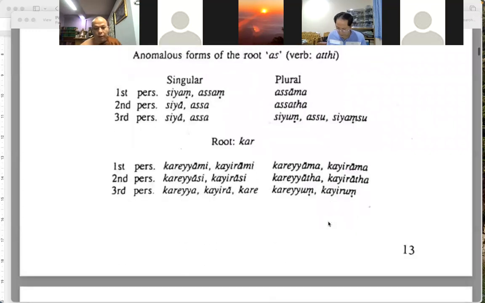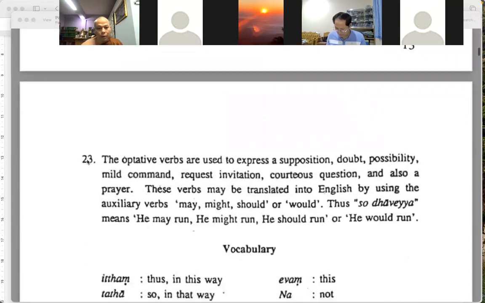So here in paragraph number 23, the optative verbs are used to express supposition, doubt, possibility, mild comment, request or invitation, and also a catch-up question or polite question, and so on. And also praying or wishing.